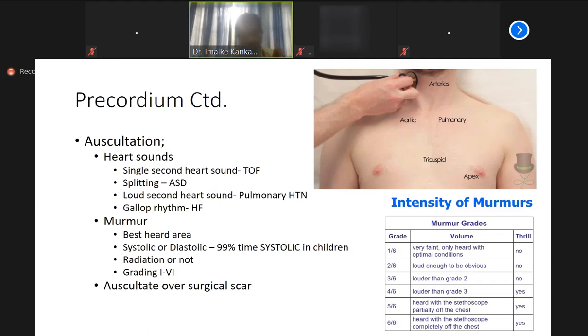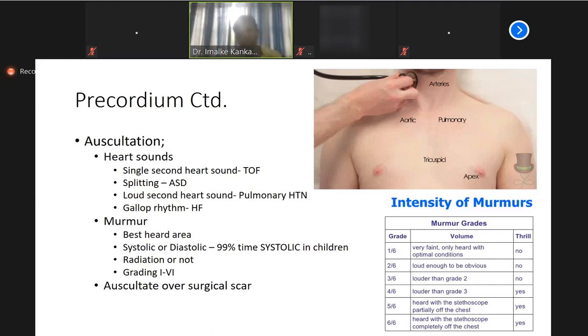And if you see a surgical scar, please auscultate on that surgical scar, because sometimes that surgical scar may be due to an underlying shunt, like BT shunt. So in that case, other than the murmur due to the heart lesion, you will hear a machinery murmur due to the blood flow through the shunt.